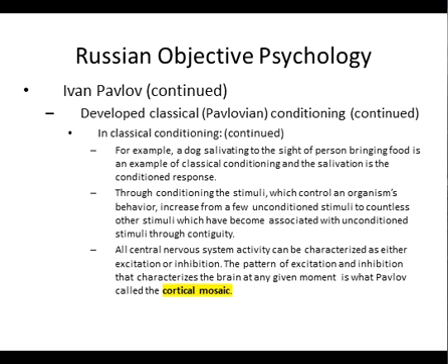All central nervous system activity can be characterized as either excitation or inhibition. The pattern of excitation and inhibition that characterizes the brain at any given moment is what Pavlov called the cortical mosaic.